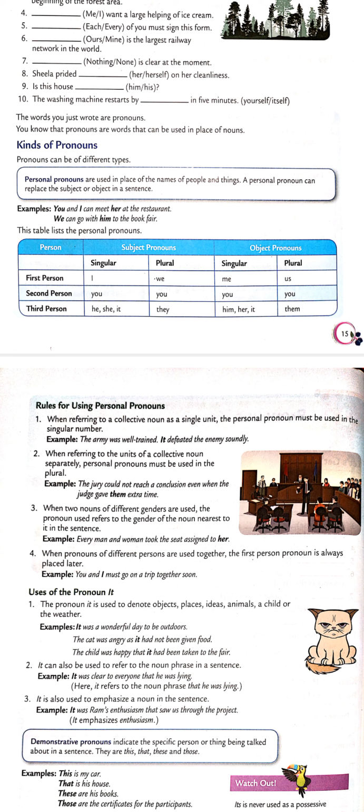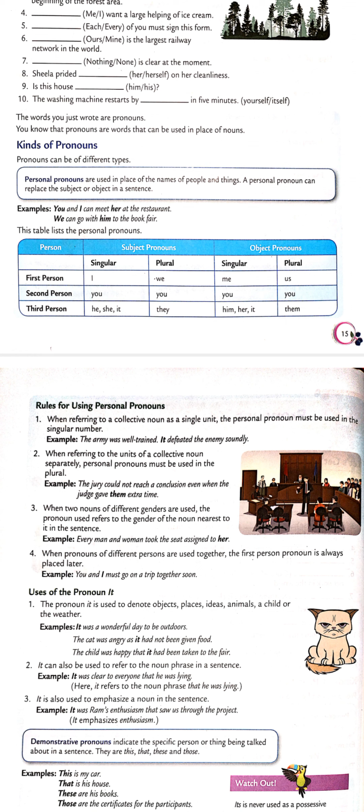So it was a wonderful day. So for the day, it is used here. The cat was angry and it had not been given food. So it is used here for the little animal, cat. The child was happy that it had been taken to the fair. So it is used here for the child.